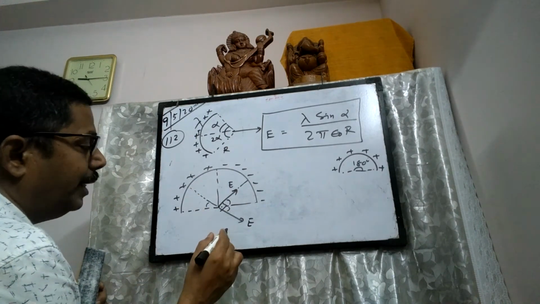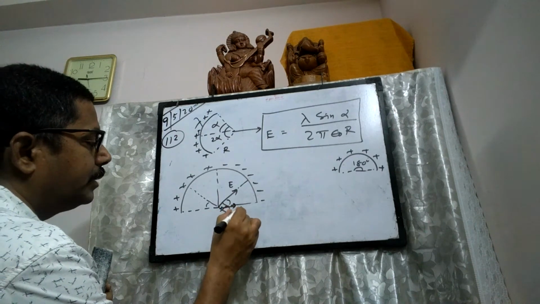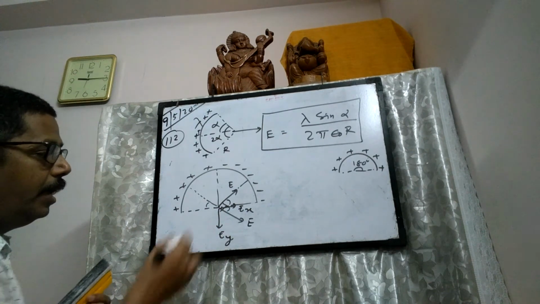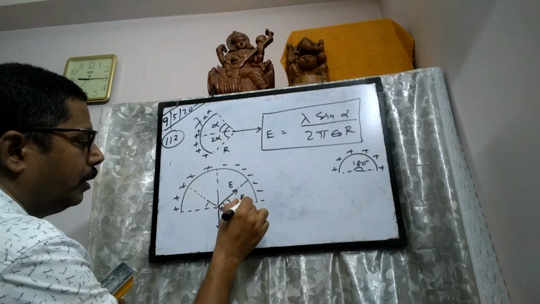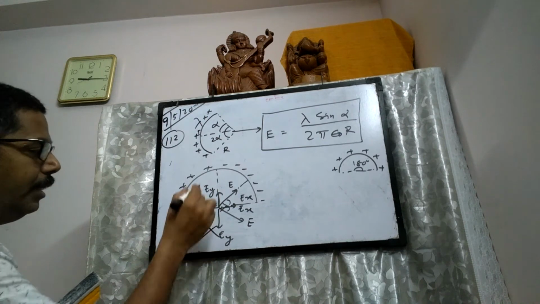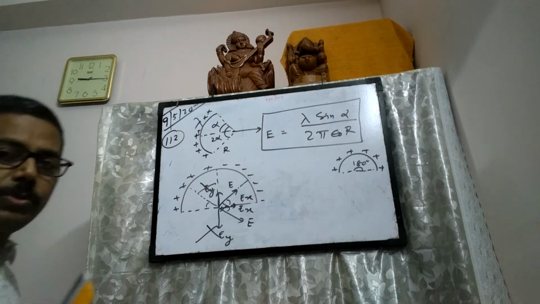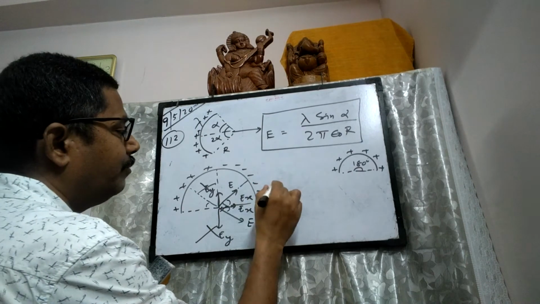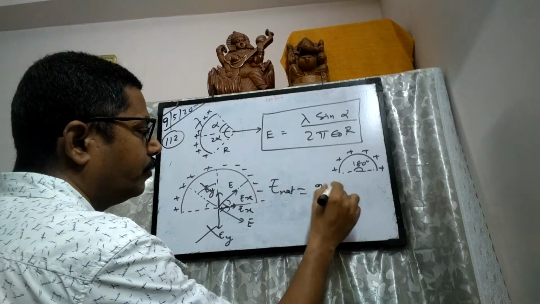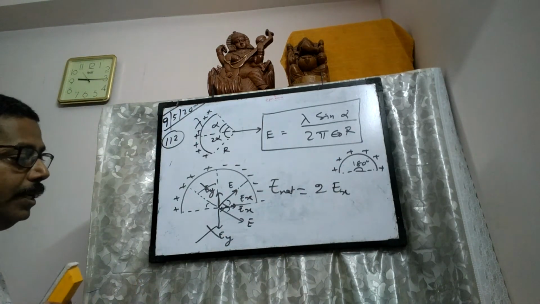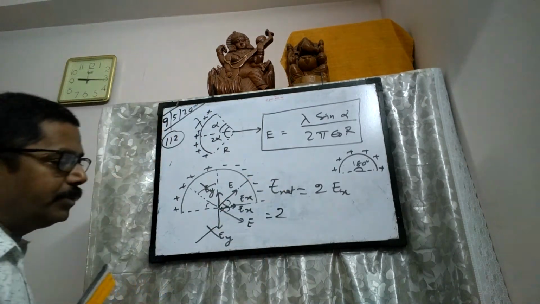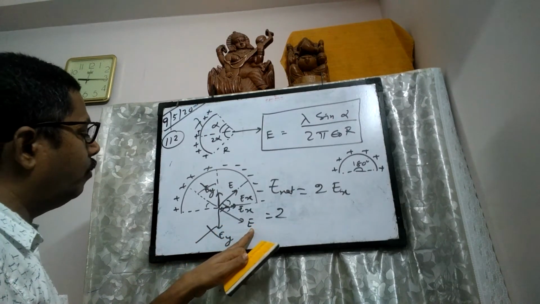Now if you resolve them into components, this will be, let us say, Ex and this is Ey. And when you resolve this, this is also Ex and this will be Ey. Okay, so this Ey and this Ey will cancel out. So E net is equal to 2 times Ex. Okay, so we can calculate Ex now. This is 2 times of, what is E?